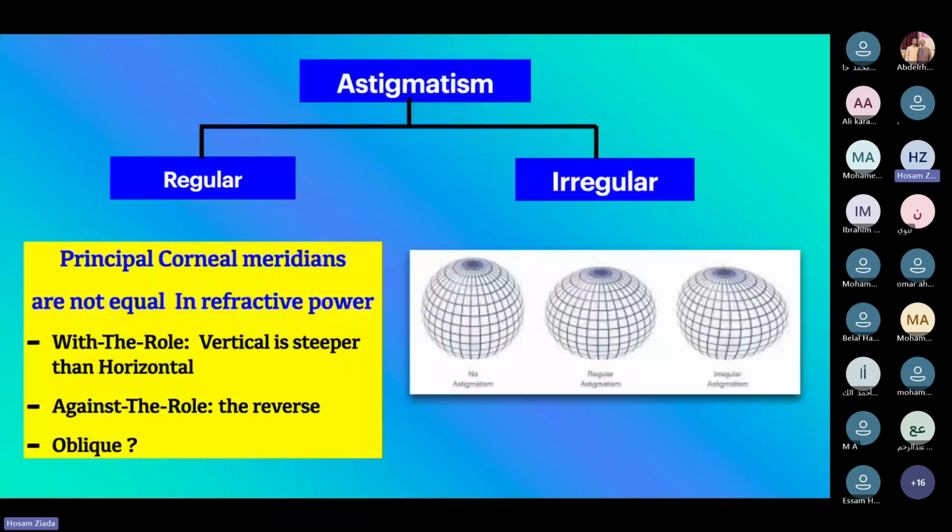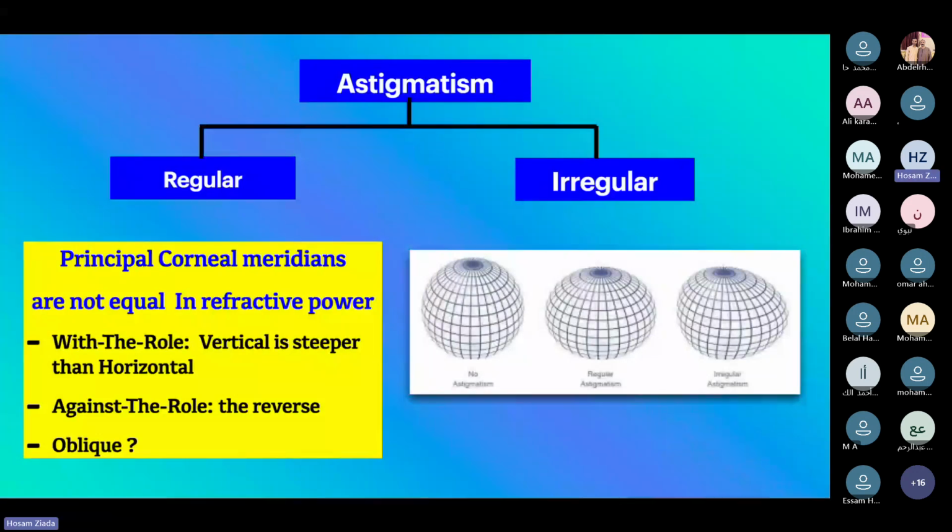Now what's called with the rule and against the rule? With the rule means that the vertical is steeper than the horizontal, but regularly. Against the rule is the reverse, meaning that the horizontal is steeper than the vertical. What's the common one we see in our life with our patients? With the rule astigmatism is the common. So against the rule is minimal, much fewer than with the rule astigmatism, and we are not used to seeing it often.